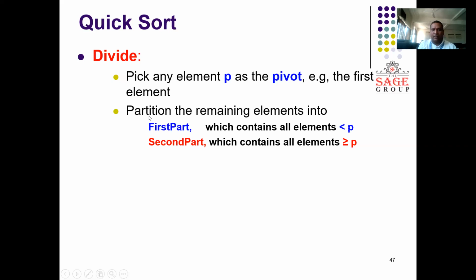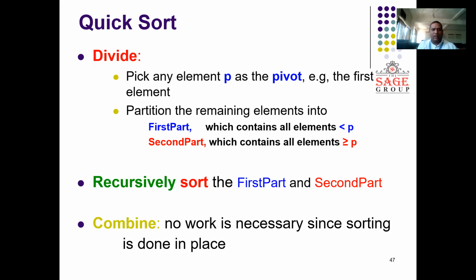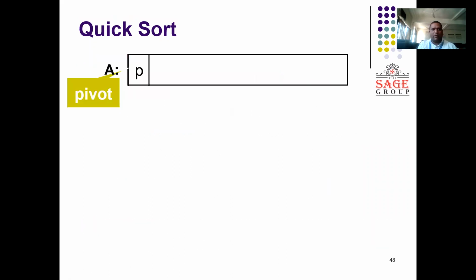Then partition. Here we are using a partition algorithm, which divides the values into less than P, that is the first part, and greater than or equal to P, that is the second part. Then recursively sort the first and second parts. There is no need for the pivot element's position to be in the middle. It may be the middle or not. Then combine the problem.